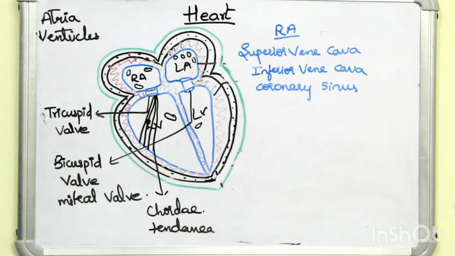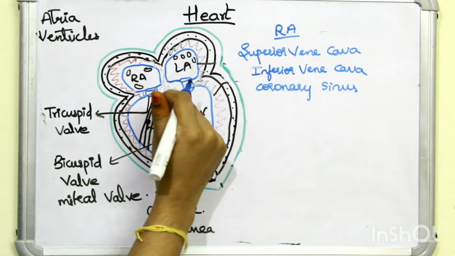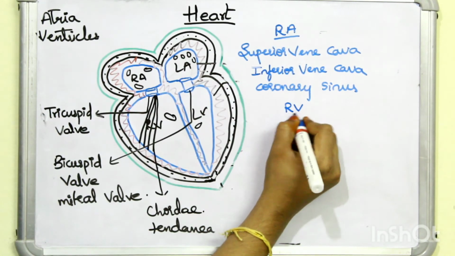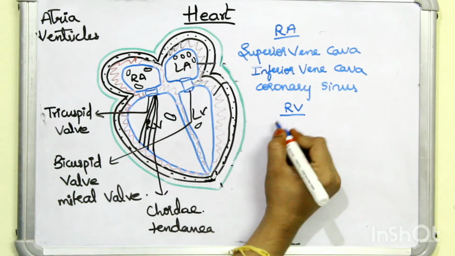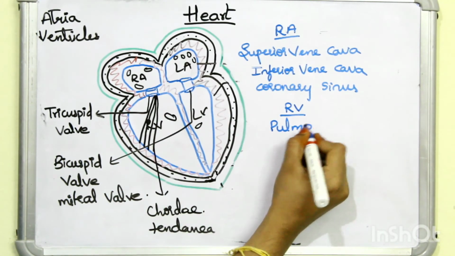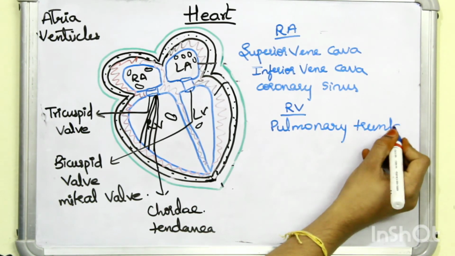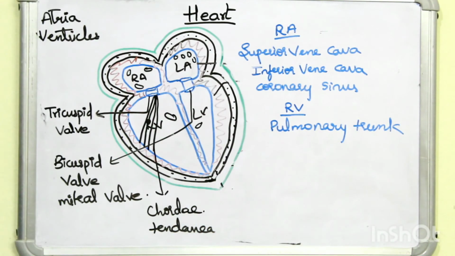Superior means upper parts, so from the head. Inferior means lower parts, from the legs. Okay, and coronary means heart, from the heart. Okay. Next we have the right ventricle. We have one opening which is known as the pulmonary trunk. Okay. This pulmonary trunk carries blood to the lungs.